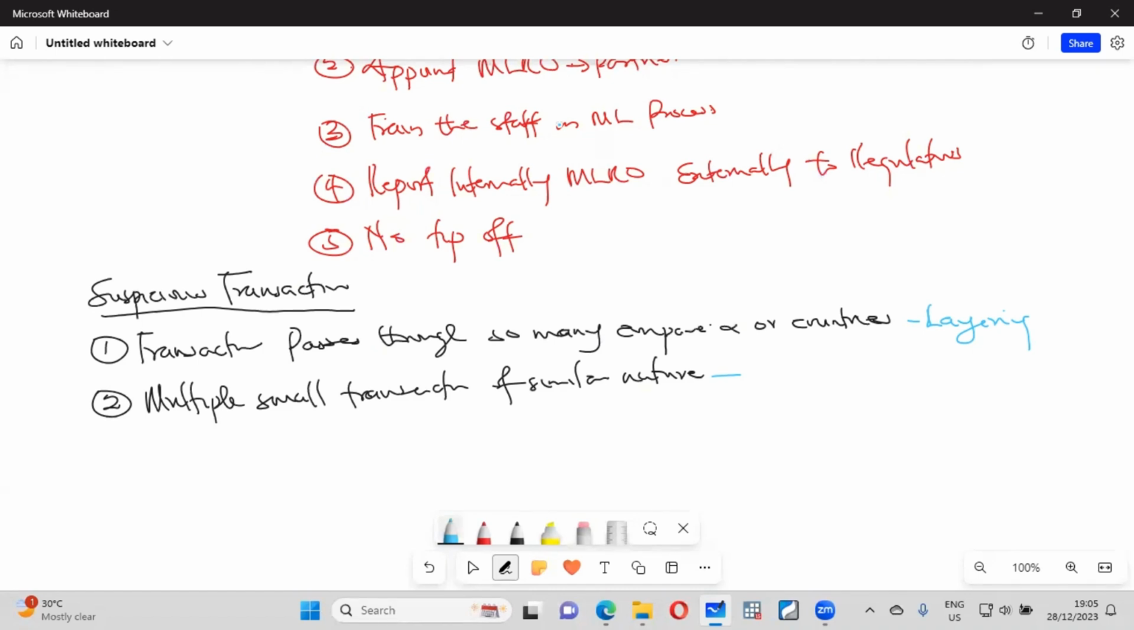I can say it is the placement, the first stage, because here there are small transactions of similar nature. Instead of making the transaction one, they just make it small. So it will be placement, the first. I see. Yes, who else? It's layering. There's no difference between this one and the first one that we just mentioned.